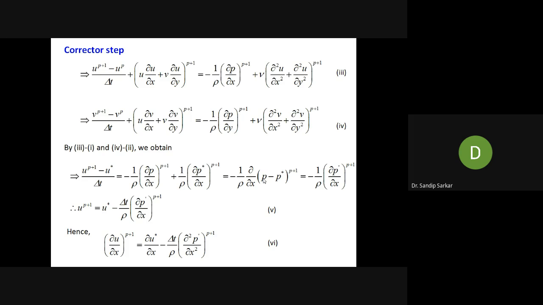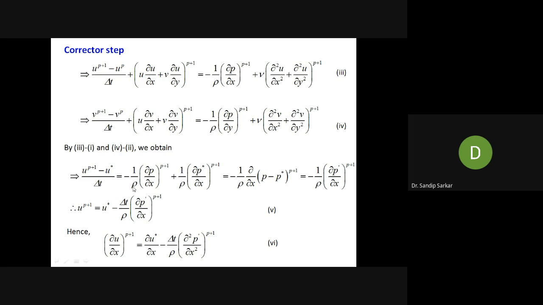Clear? Okay, del P prime is a correction. P prime is a correction. Clear. Now, so that is 1 by rho del P prime by del x at the n plus 1 level. Again, it is the present time level.